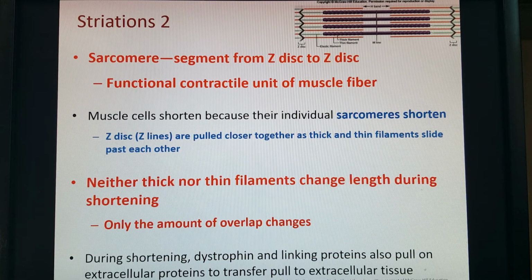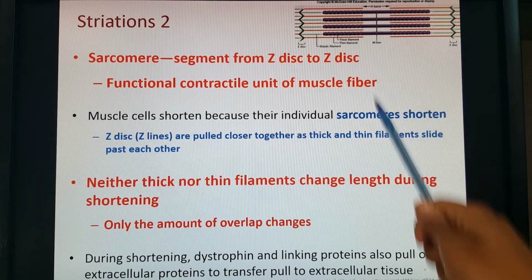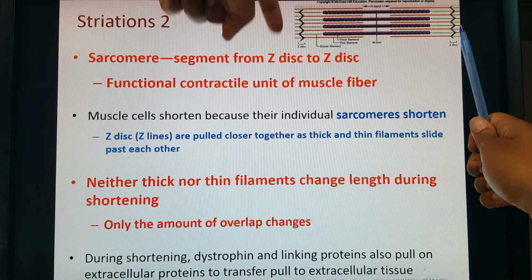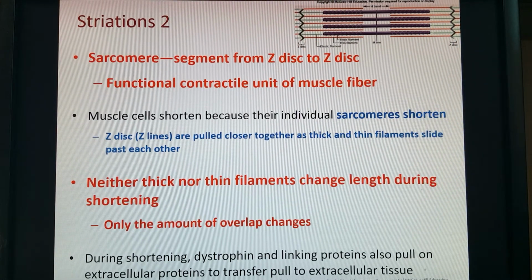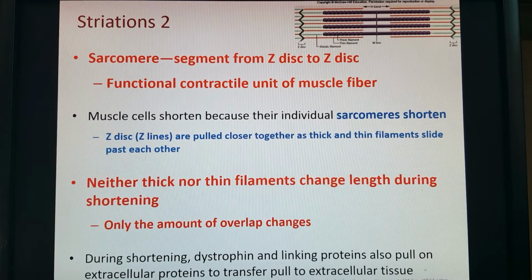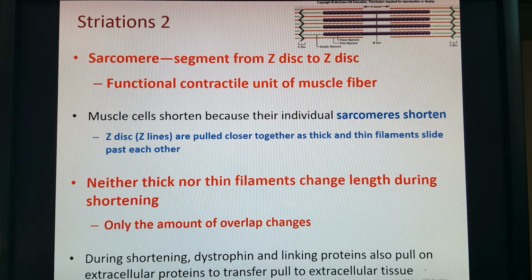Okay, so our Z discs mark off our functional contractile unit of muscle fiber, called the sarcomere. From Z disc to Z disc, that is our sarcomere. When your thick filaments, our purple here, pull on the thin filaments, they pull the two Z discs closer towards each other, and that causes the shortening of the sarcomere. That motion is transferred to the rest of your muscle cells. So you'll have multiple sarcomeres shortening and contracting together to actually get your muscle contraction.